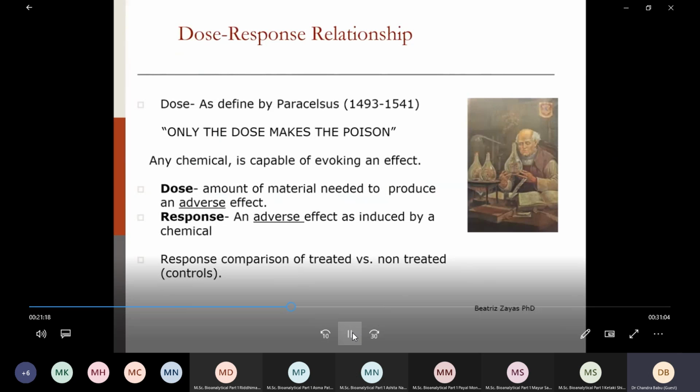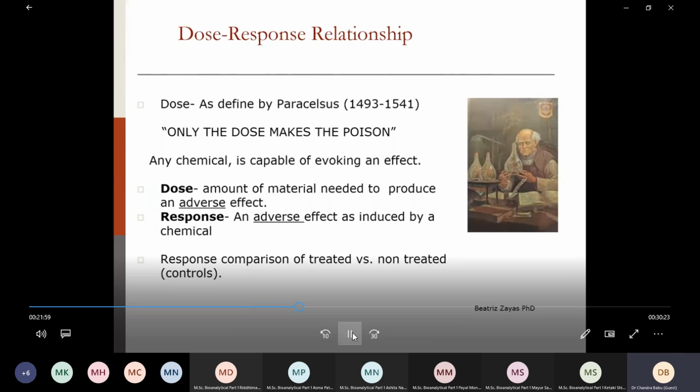In order to determine at what level, we need to define what is dose. And for that there is this concept of dose-response relationship. Dose, as defined by Paracelsus, he would say that only the dose makes the poison. In other words, any chemical is capable of evoking an effect. And we can all relate to that with a simple example such as caffeine. For some people, they could take 1 cup of caffeine in the morning and they will feel fine, but if they take 2 or 3 during the day, they will feel agitated or nervous. So that is a simple example that the dose really can make the effect.